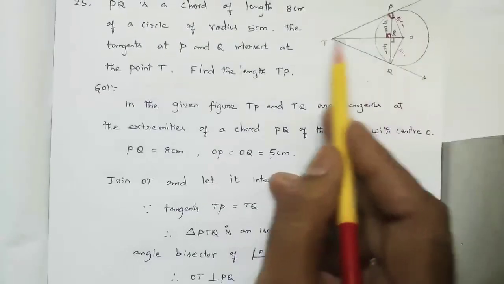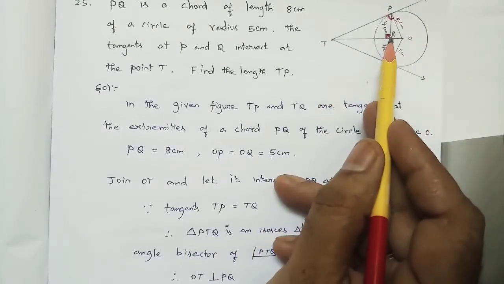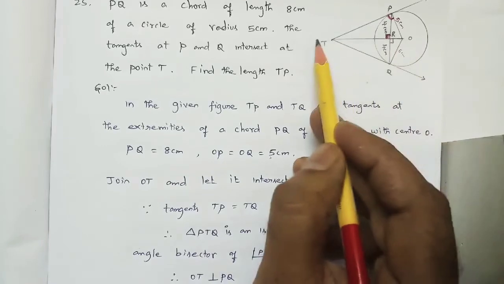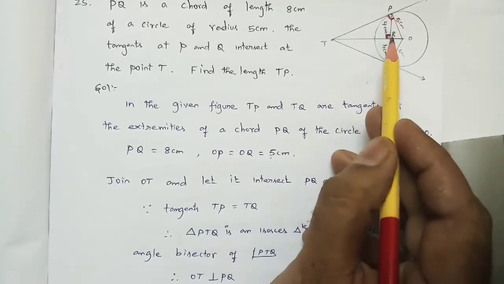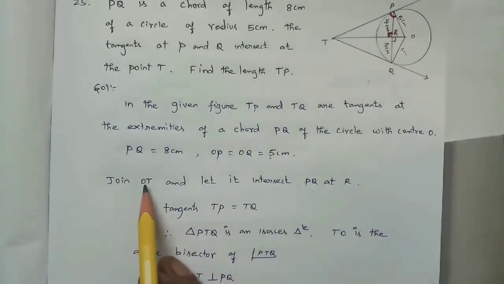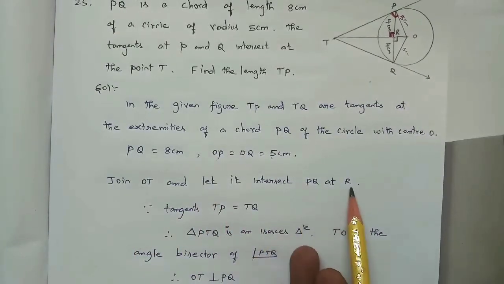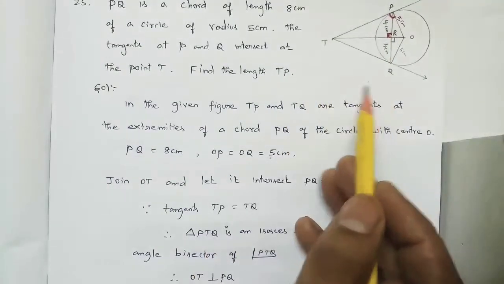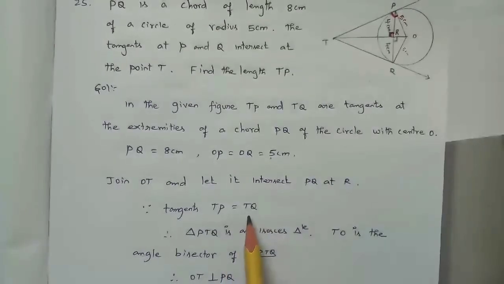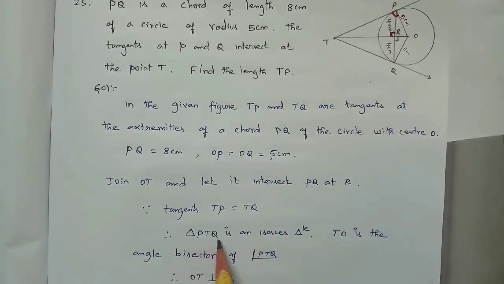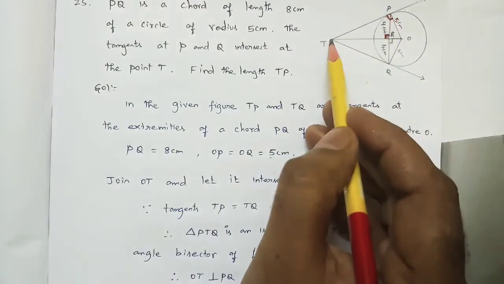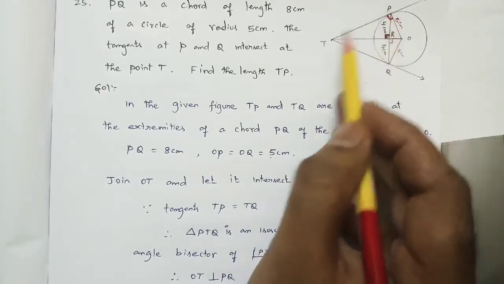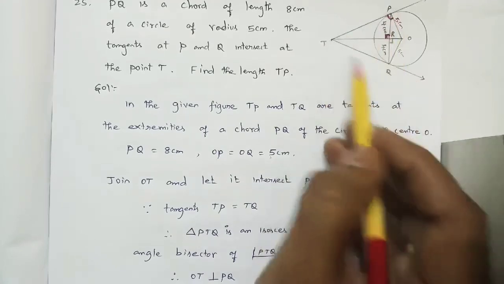Join OT. When I join OT, it intersects the chord PQ, and I get the point R. Join OT and let it intersect PQ at R. Therefore, tangents TP is equal to TQ, because TP and TQ are the tangents, both are equal. And therefore triangle PTQ is an isosceles triangle because PT and TQ are equal.